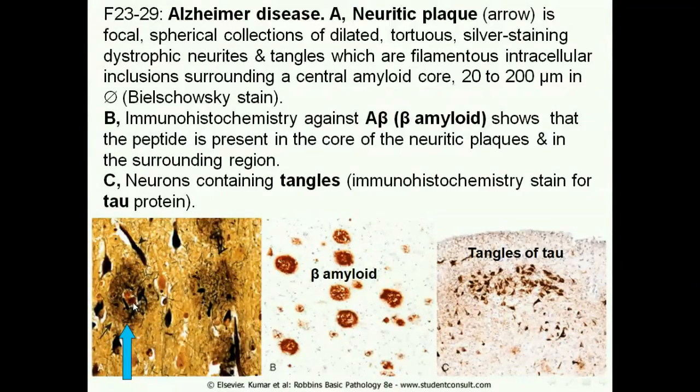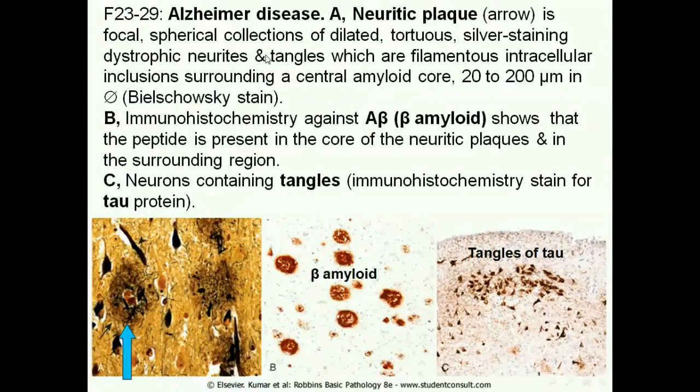Now, the core is the aggregation of those beta amyloid aggregates. So the core contains a central area of amyloid deposits, and in the periphery we have dystrophic neurites, which are almost black in color. Why? Because we used silver staining, and they take up the silver stain, so they become almost black. This is how the neuritic plaque looks.